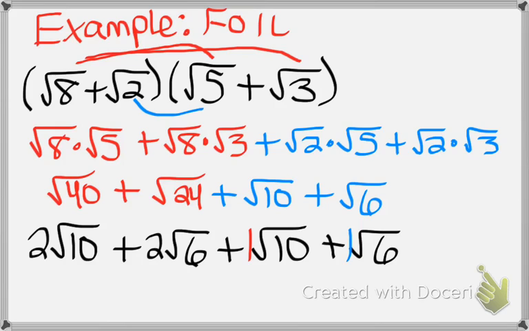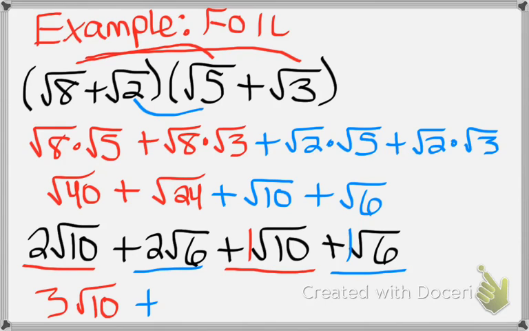Alright, so we have 2 square roots of 10, so one of them is a coefficient of 2, the other one has a coefficient of 1. 2 plus 1 is 3, so we have 3 square roots of 10. Then take care of your square roots of 6. So 2 plus 1 is 3, so 3 square roots of 6. Now, it's a coincidence both these happen to be a 3, but it's no big deal.